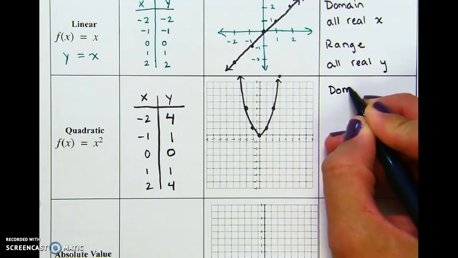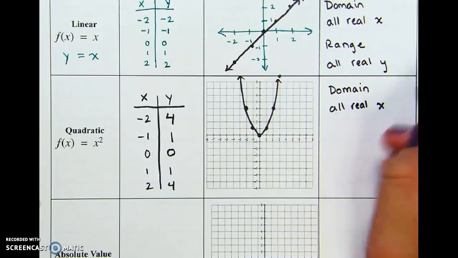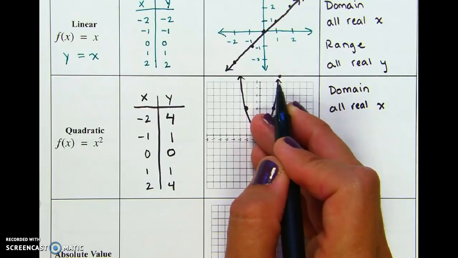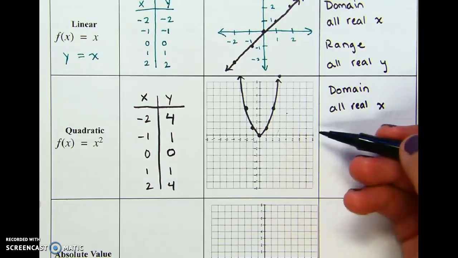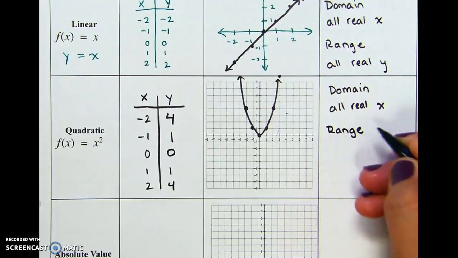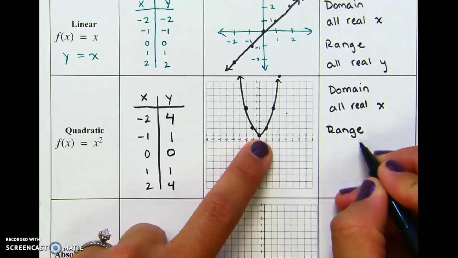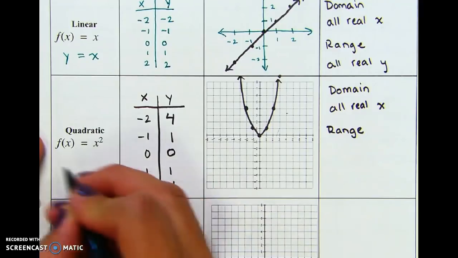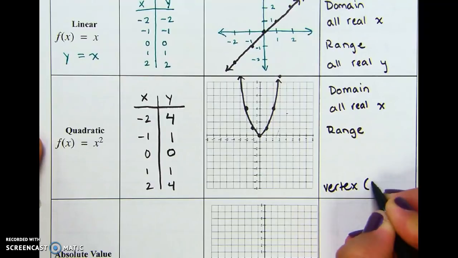Now the domain is still all real x because it goes to negative infinity to positive infinity. But the range, does it hit every y value? No. So the range is going to be different for each one. And how do we describe it for all of them? Let's think about this. So this range, if we have a vertex, what do we like to call our vertex? We call it HK.